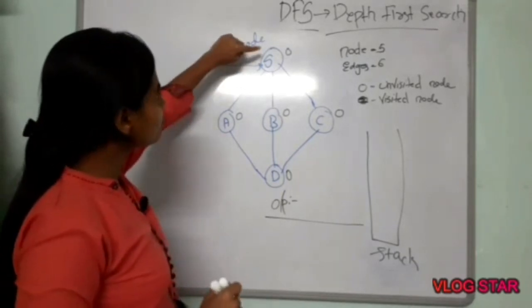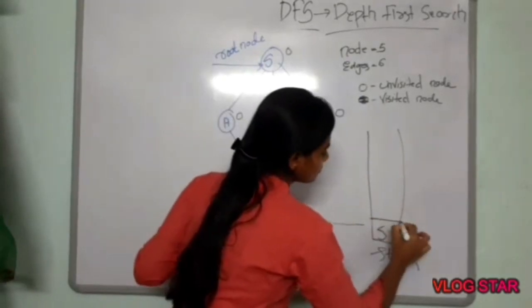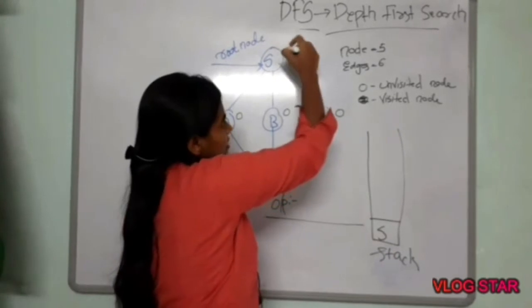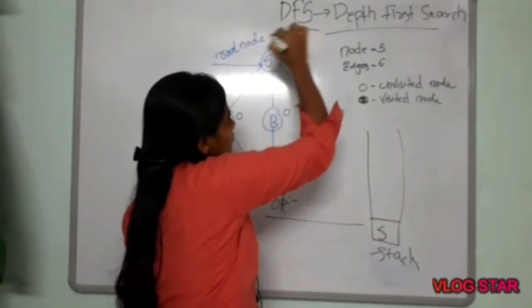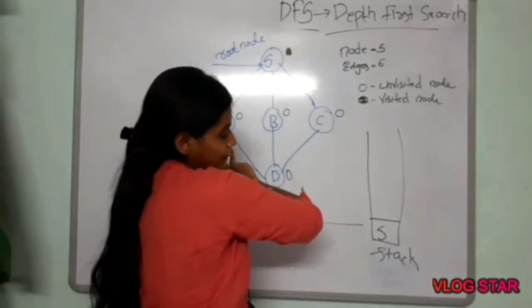Okay, so first we will take S and put it on the stack. We will put it on the stack, and after that we will mark S as a visited node. After S we will go to A.